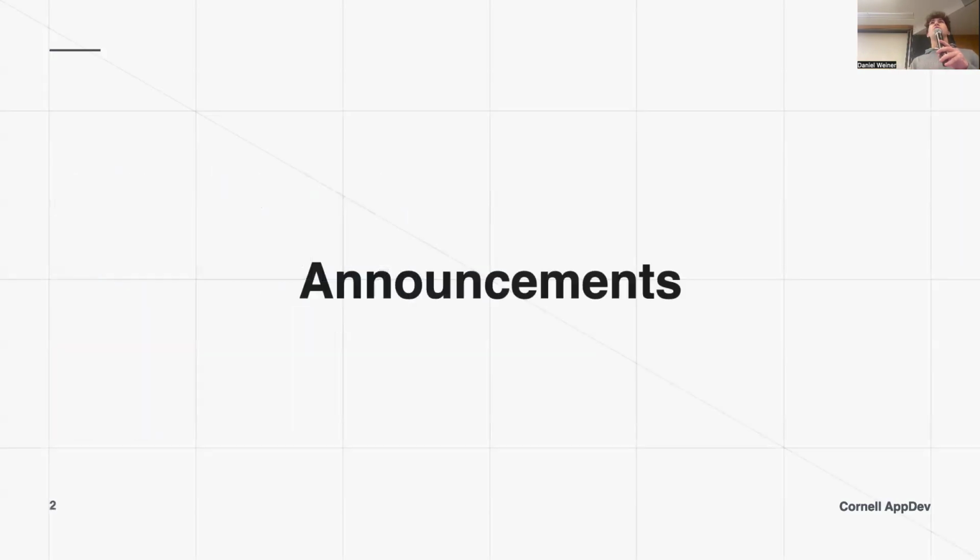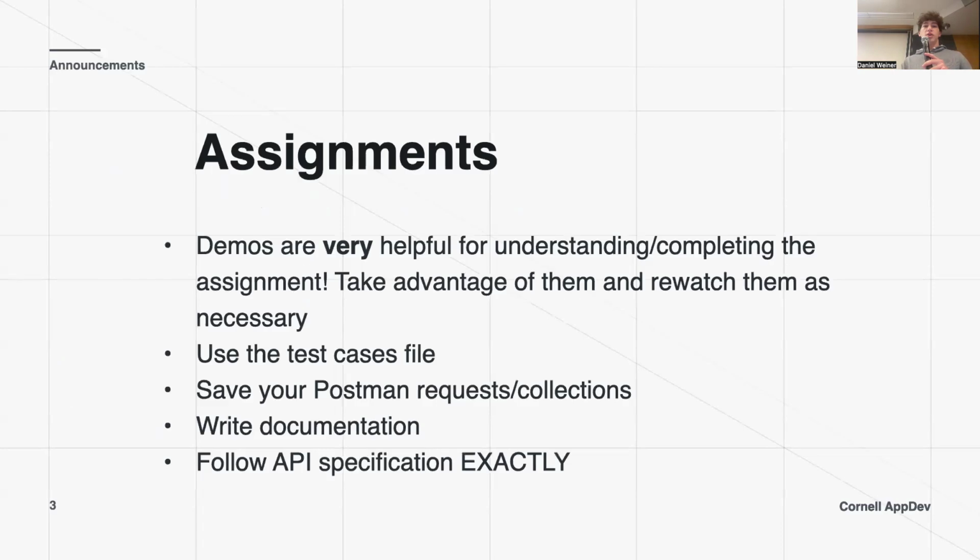Just a quick announcement before we get into the lecture. For your assignments, demos are very helpful for understanding and completing the assignment. We just posted the demo from the first week. On the YouTube channel, just look up Cornell App Dev and you should be able to find it. Take advantage of those and rewatch them as necessary. You can also check the syllabus for updated office hours. Those are very helpful as well. Use the test cases file. Those were just posted on Ed today.